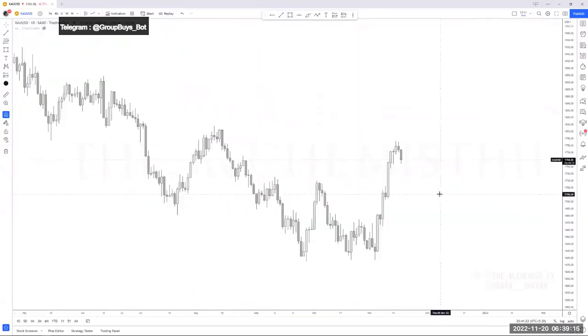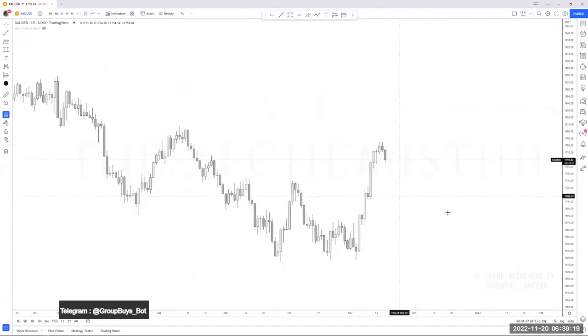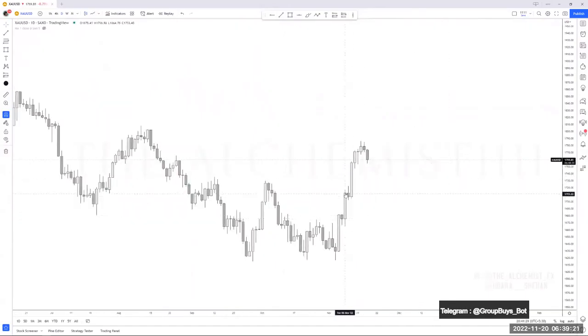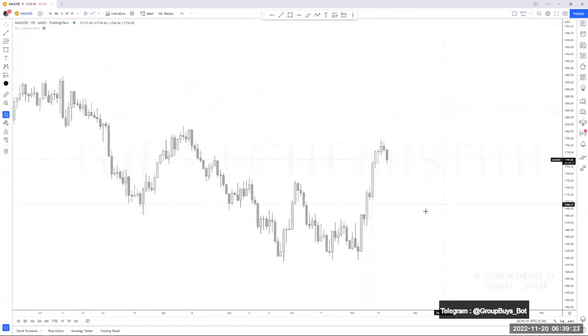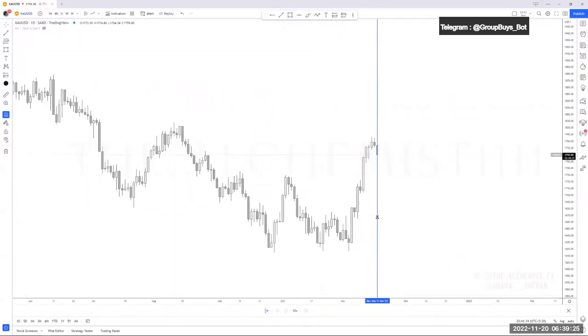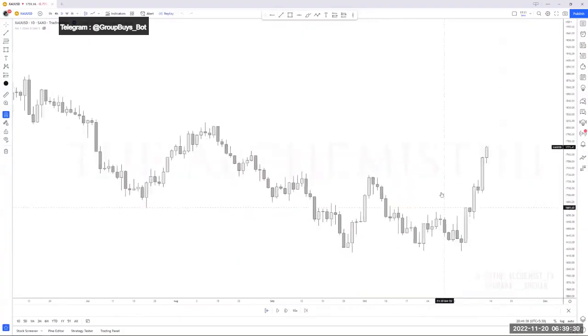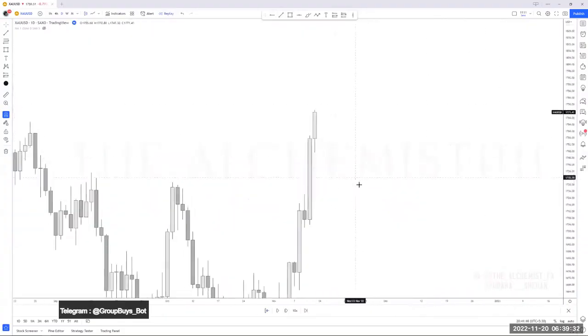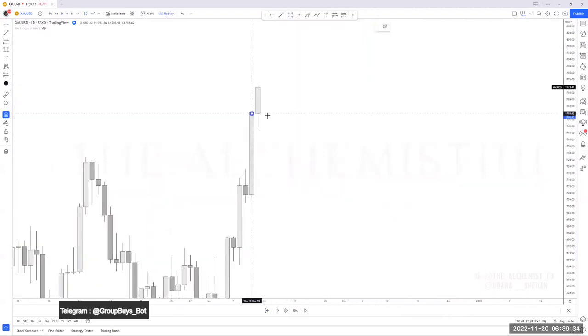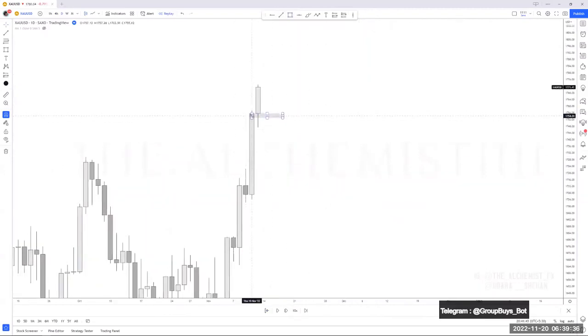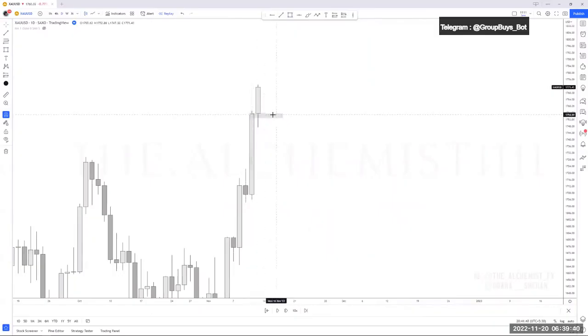Now there's another thing. We call it the open close levels. It has nothing to do with these V formations or A formations. So why do we call it the open close levels? Because what did I tell you? We focus on the closing prices only, right? This right here is also a closing price. So these levels can be used as POIs too.